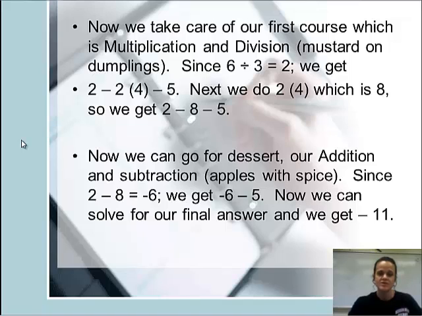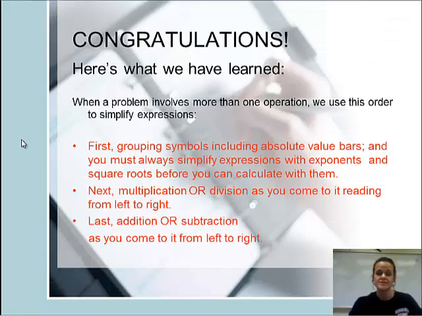Now our panda is going for dessert, our addition and subtractions. Remember our apple with spice? Since 2 minus 8 equals negative 6, we get negative 6 minus 5. Now we can solve for our final answer, and when we subtract 5 from a negative 6, we're going to get a negative 11. Congratulations!